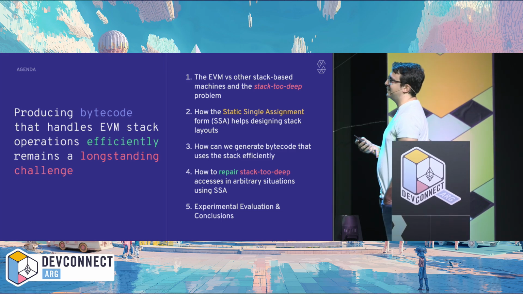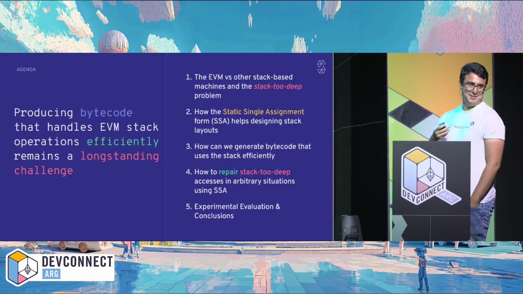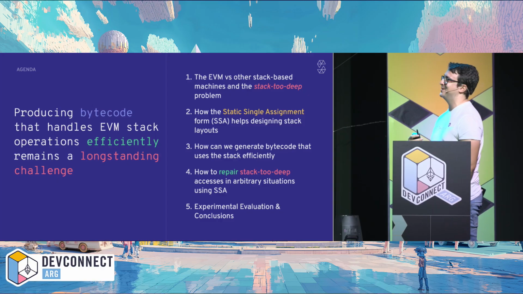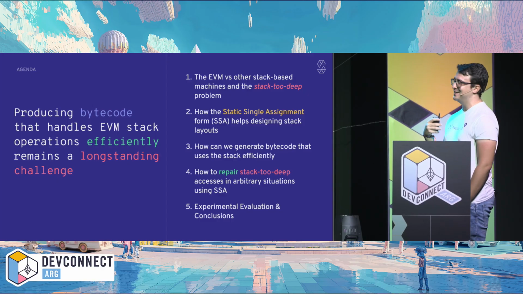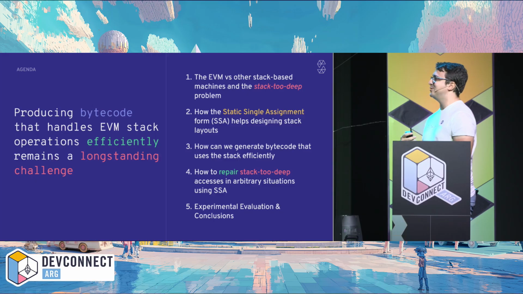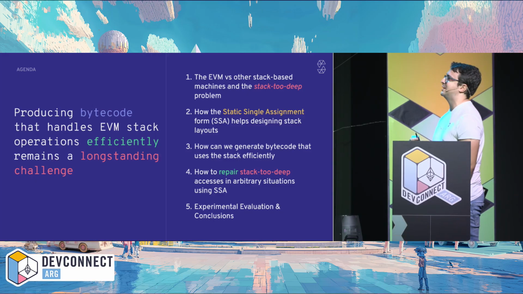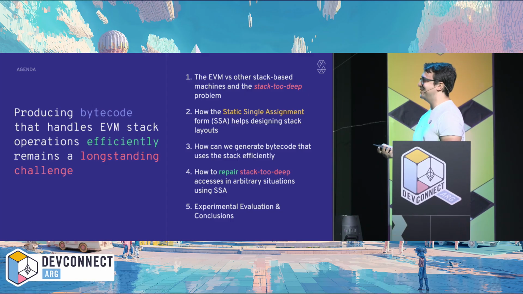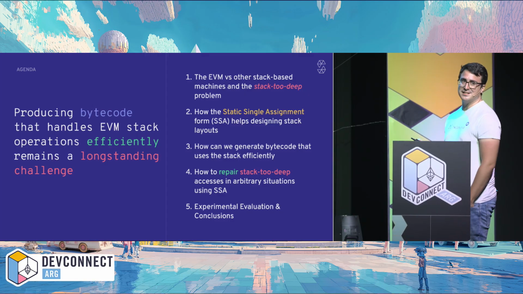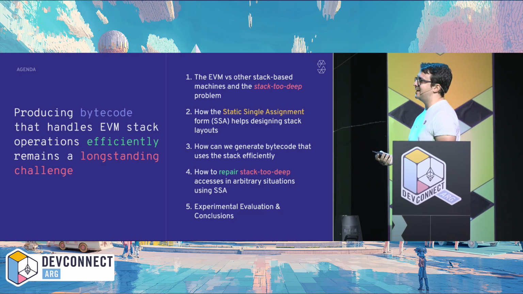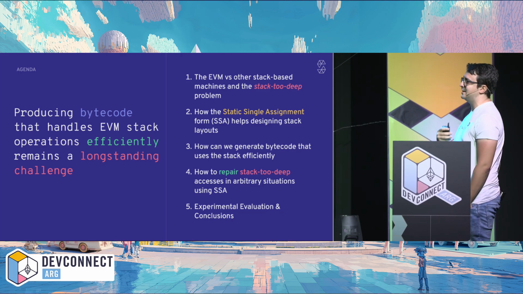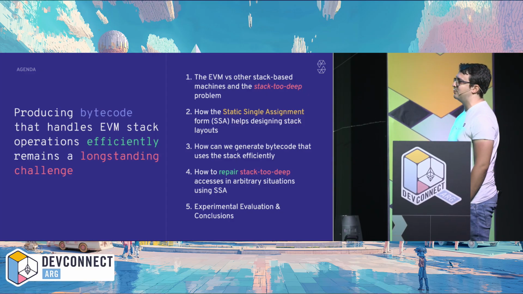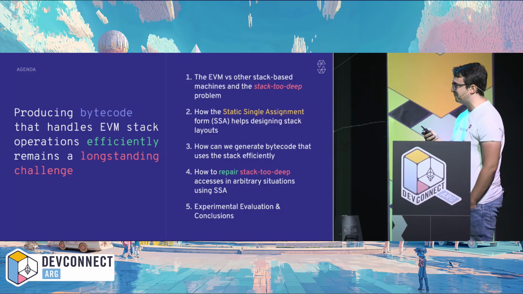From our pipeline, I'm going to explain, well, Moritz has done all the heavy work, so now that you know what the SSA is, I'm going to explain a bit how it helps design efficient stack layouts, and also how we can generate bytecode that uses those layouts in an efficient way. The key point of the talk is that thanks to working on this SSA representation, we can repair any kind of stack-too-deep problem in any arbitrary situation. And finally, we will discuss a bit the experimental evaluation we are performing and some conclusions.